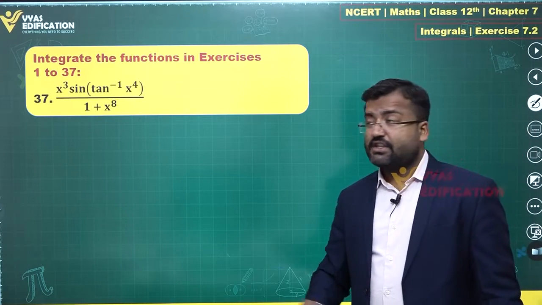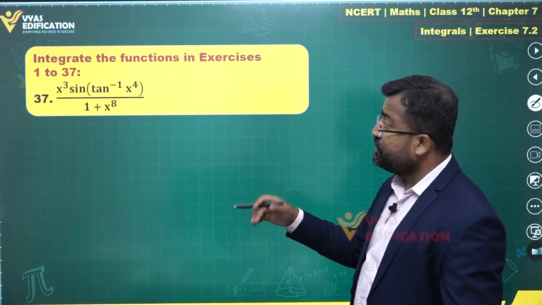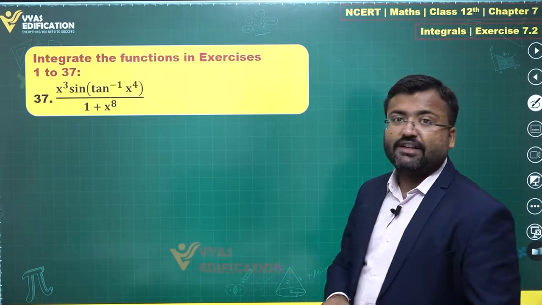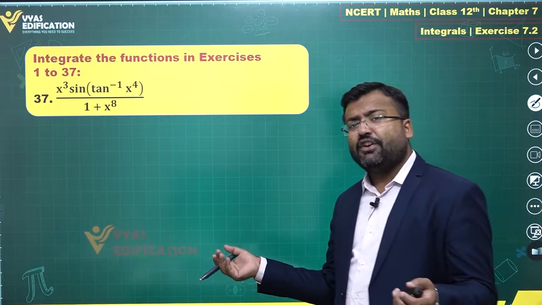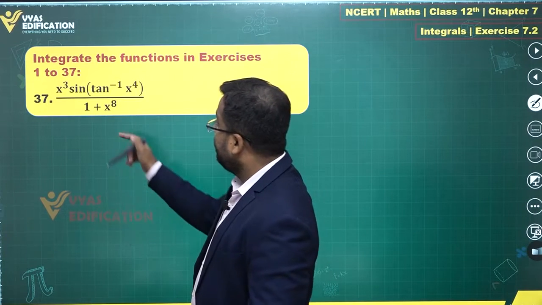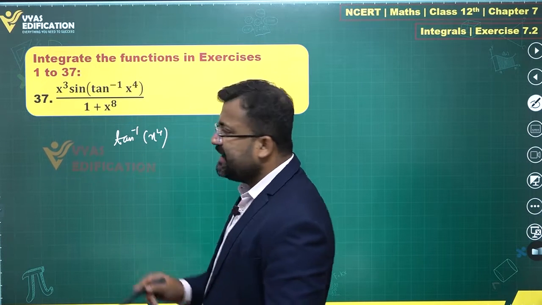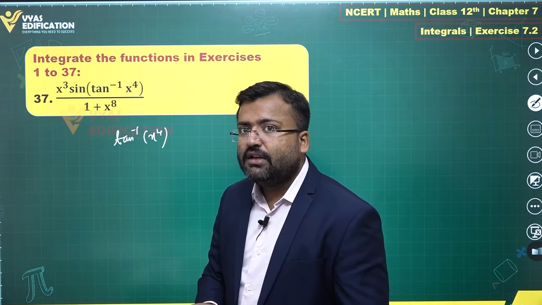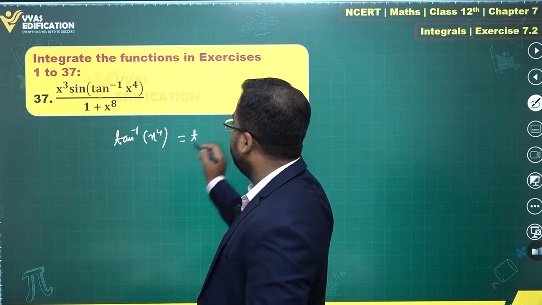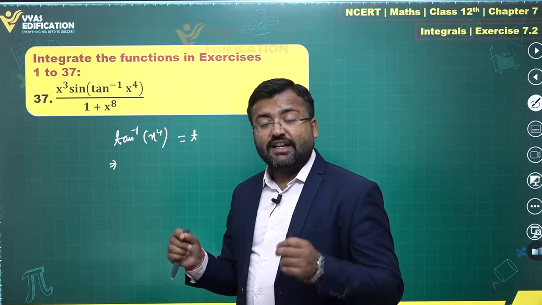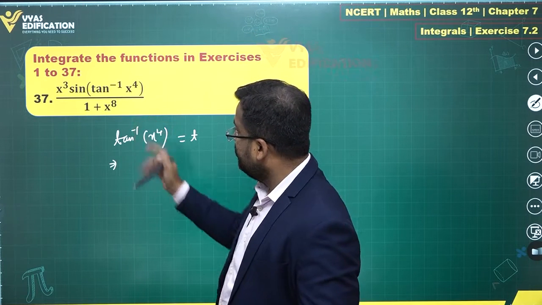The 37th question says x power 3 sine of tan inverse of x power 4. Oh, so many complicated things. Had it been only sine theta, we could have integrated that. But if you observe that tan inverse x power 4, which is creating the maximum problem, can be taken as t. And the rest of the expressions written along with that give you the idea of substituting it as this.